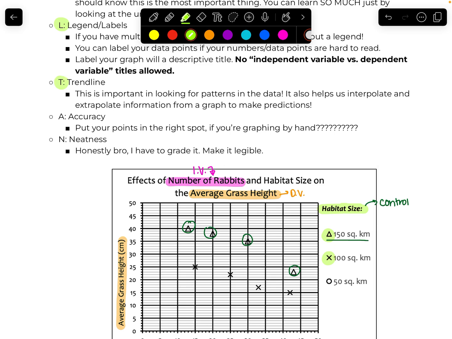Next up is going to be T for trend line. This one's going to be really, really important in helping you look for patterns in the data. It also helps you when you're making predictions. You can use your graph to interpolate and extrapolate, which is going to be the very last section of this mini lesson, which honestly might turn into a macro lesson. I'm worried it's going to be long.